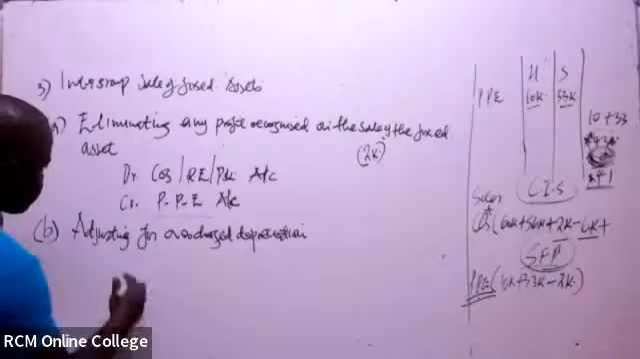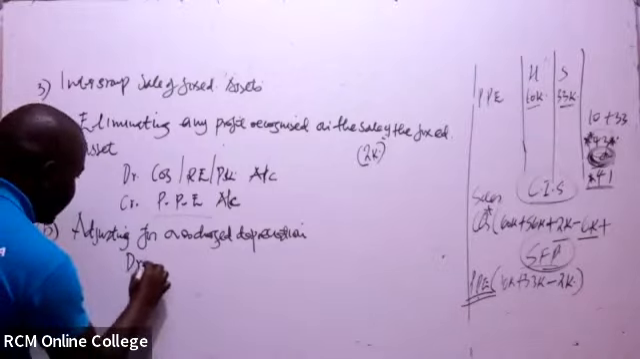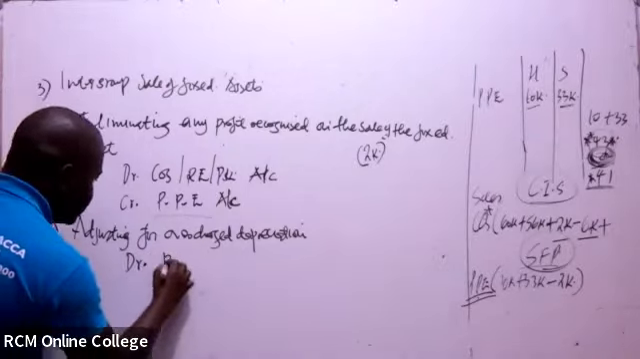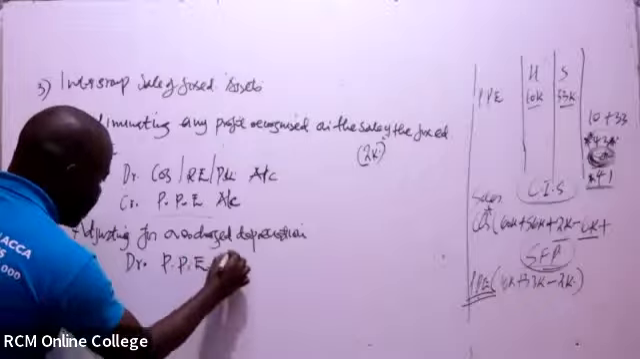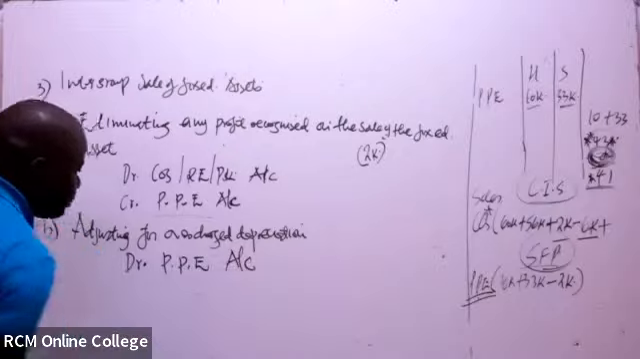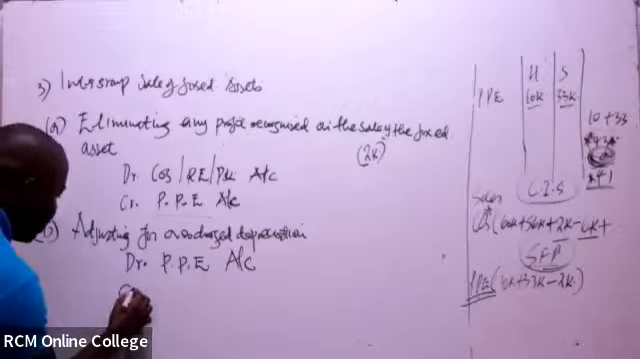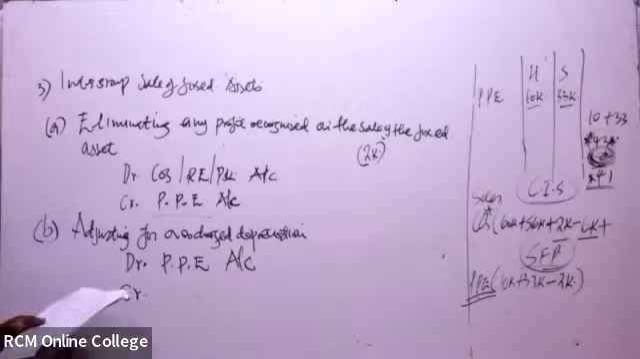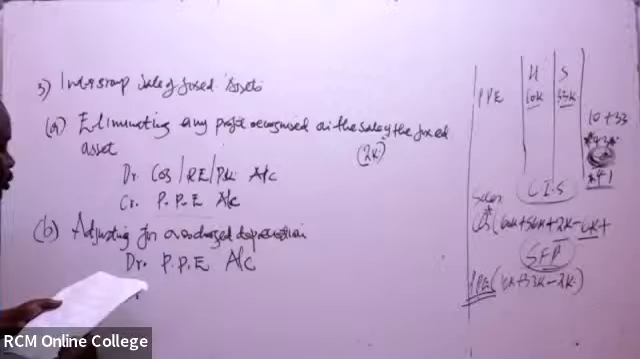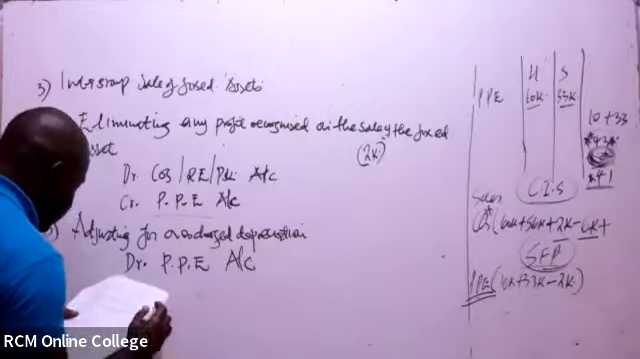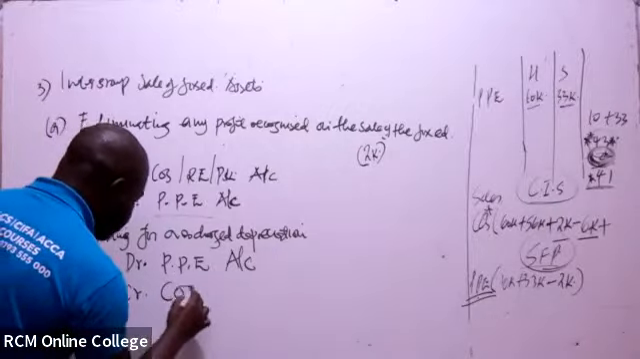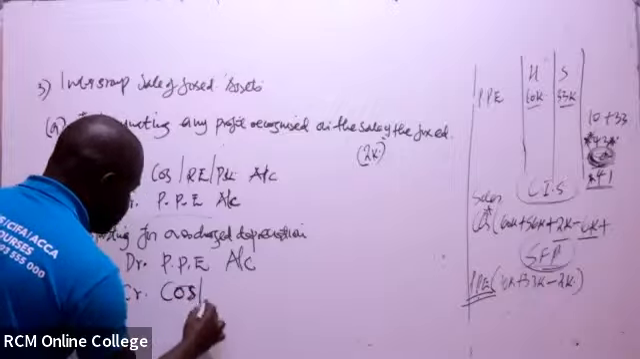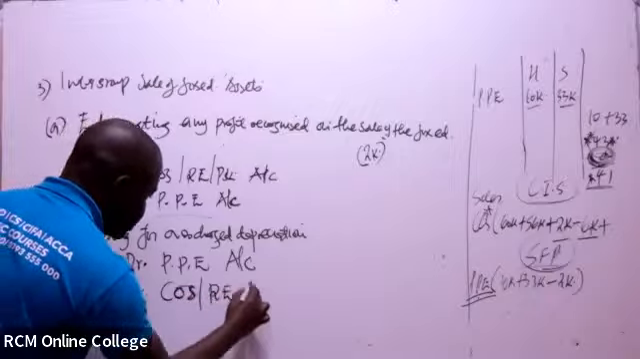You'll debit, you'll return it back. Debit the property, plant and equipment account with that overcharged depreciation. Then we'll end up having to credit the income statement, or reduce the cost of sale. You'll credit the cost of sale, or you can probably say you'll credit the retained earnings account.